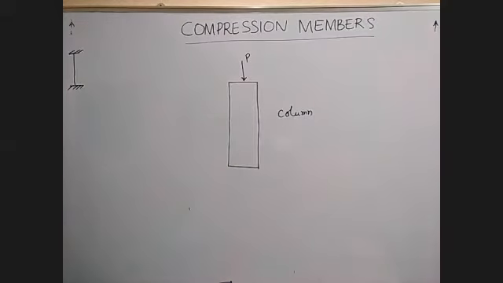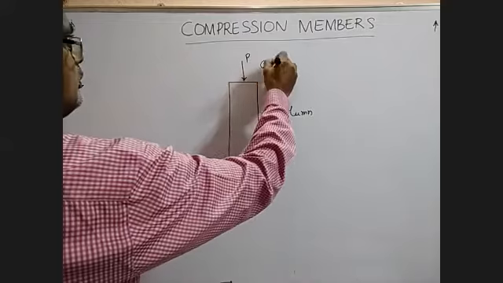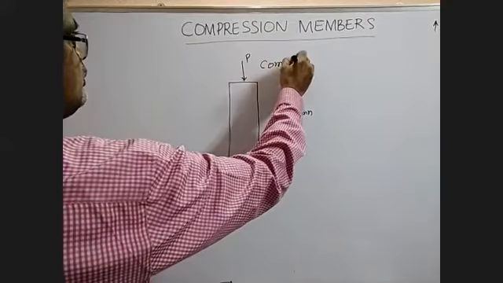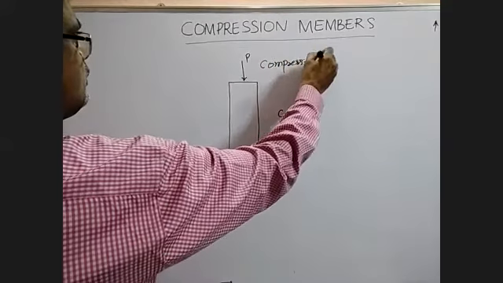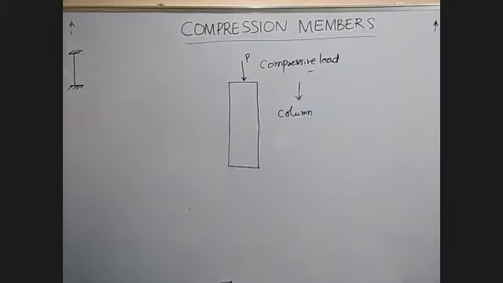Right, now you have a vertical member carrying a compressive load. We call it a column. So a vertical member carrying a compressive load, we call it the column.